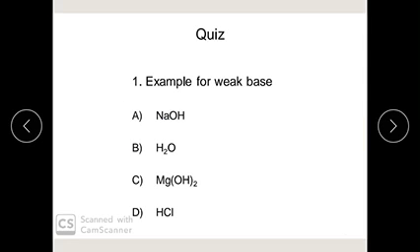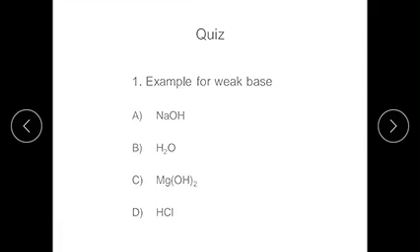Next question is example of weak base: sodium hydroxide, H2O, magnesium hydroxide, HCl. Here the sodium hydroxide is a strong base. H2O is acting as amphoteric in nature. Magnesium hydroxide is the weak base. HCl is a strong acid. Here the right answer is magnesium hydroxide.